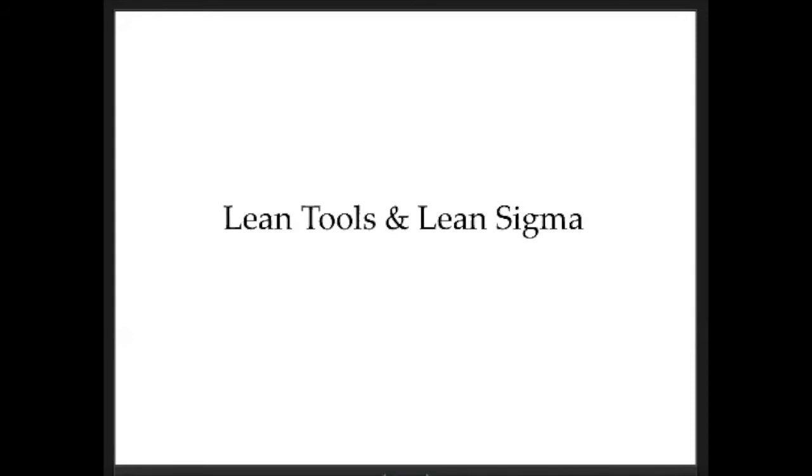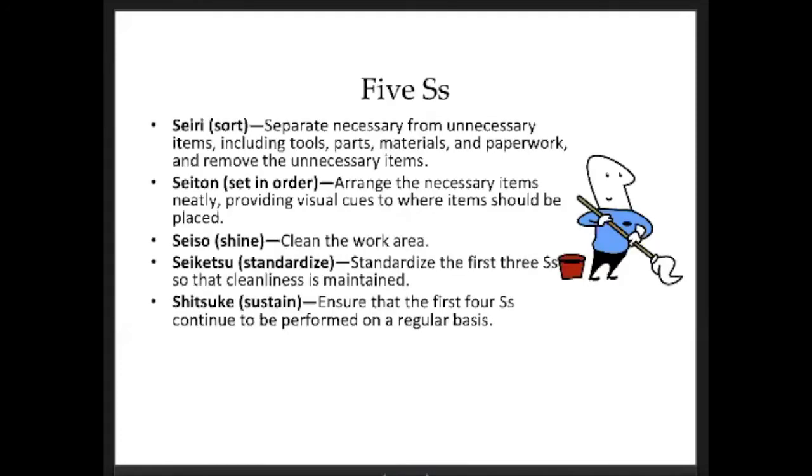I'll move on with the next topic that we have covered this week, which is the Lean tools and Lean Sigma. These are tools that are used along with value stream mapping, which then help organizations become lean. The first tool is something which we saw in the last week also, the 5S. And these 5S come from Japanese terms, but they correspond to these terms in English.